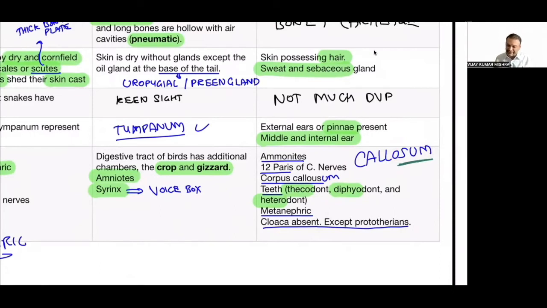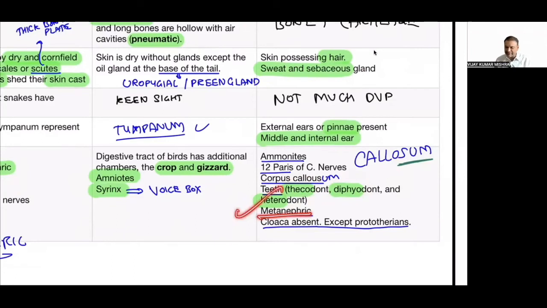They have teeth that are thecodont, diphyodont, and heterodont. You know the teeth, you have already studied digestion. Thecodont means teeth are inserted into the bony socket. Diphyodont means teeth come in two sets. Heterodont means the teeth are of four types: incisor, canine, premolar, and molar.